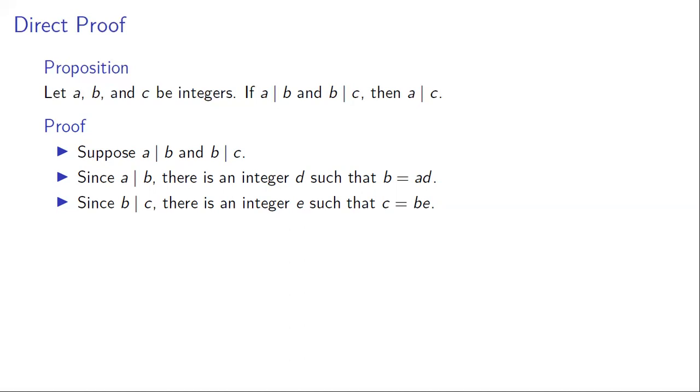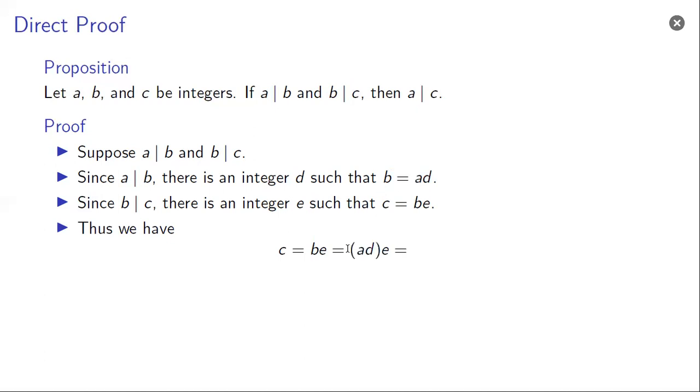Okay, now our goal is to show that A divides C. How are we going to show that A divides C? We're going to have to show that C is equal to A times an integer. Let's say A times X. So let's figure out what C is. Well, we know C is equal to BE. But we know what B is. B is equal to A times D.